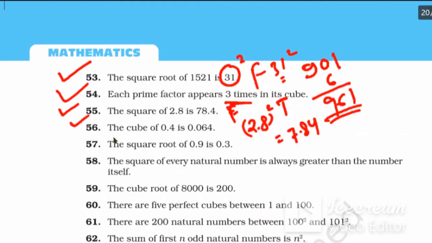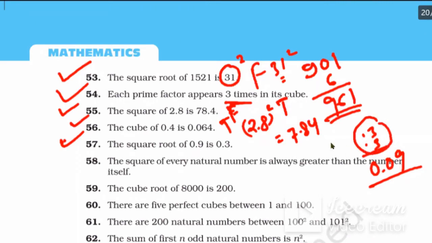Question 56. The cube of 0.4 is 0.064. True. Question 57. The square root of 0.9 is 0.3. Correct? Wrong. True. 0.3 into 0.3 is 0.09. So how is it true?